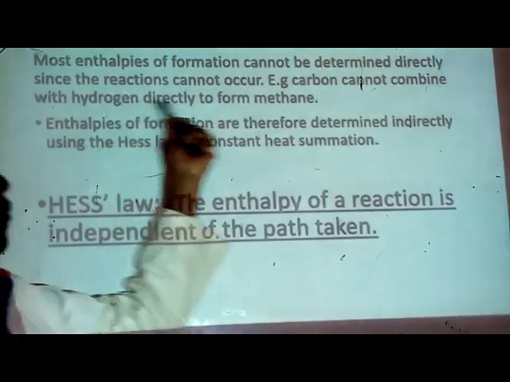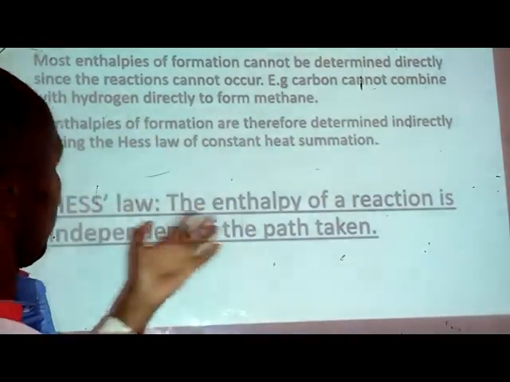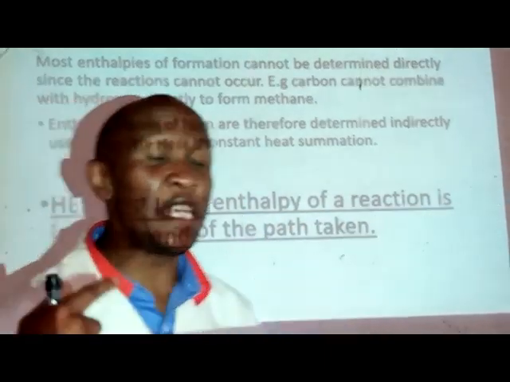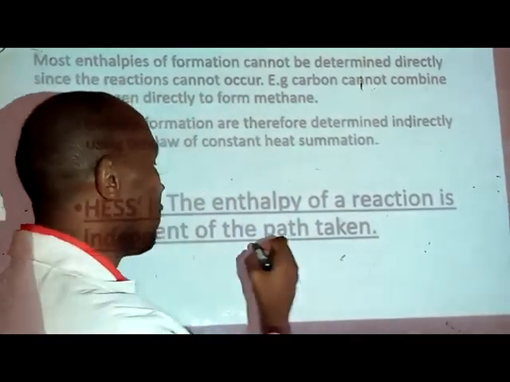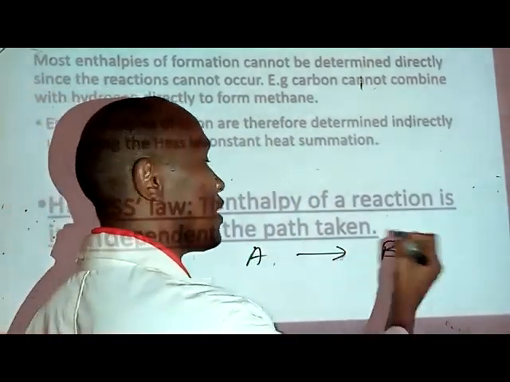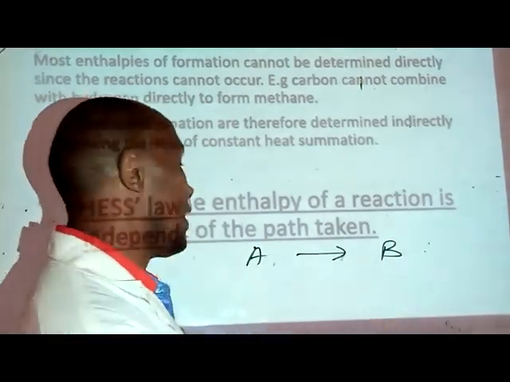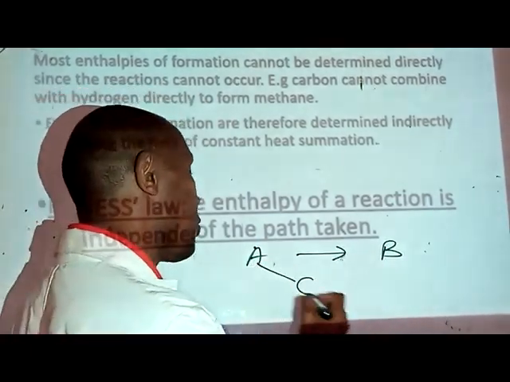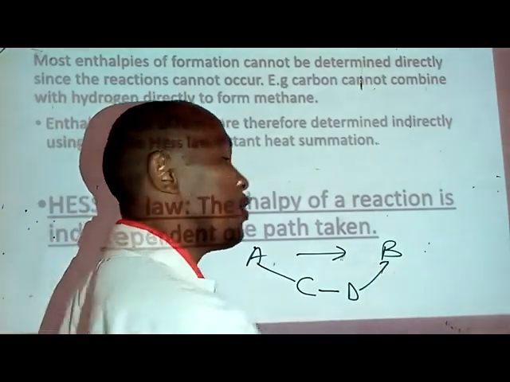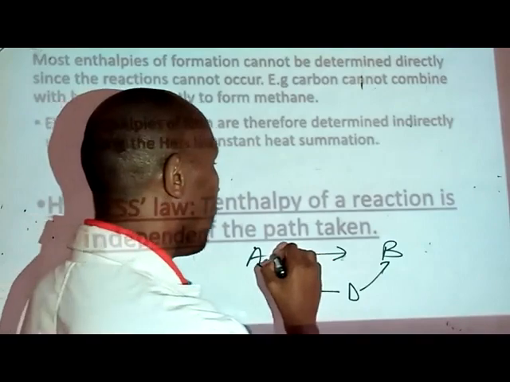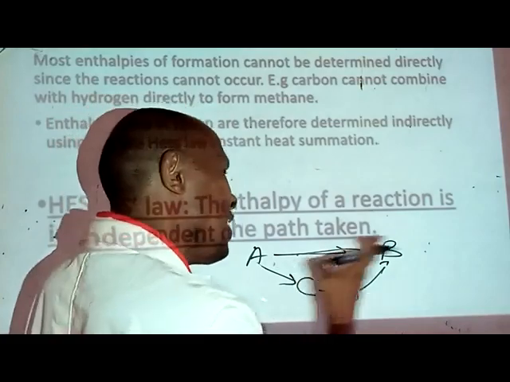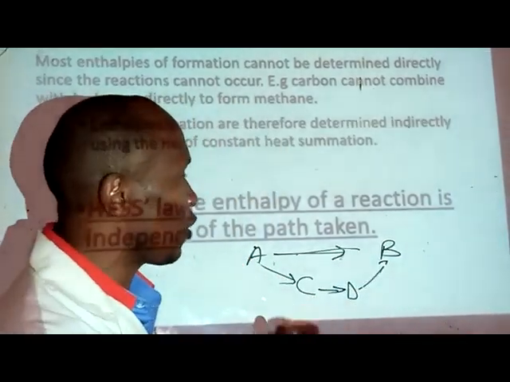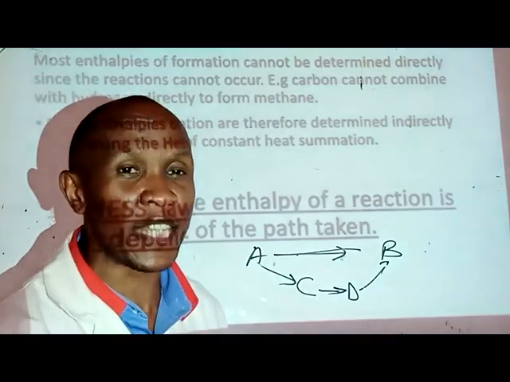According to the Hess law, the Hess law states that the enthalpy of a reaction is independent of the path taken. So if I'm starting from a substance A and I'm getting to a substance B, it doesn't matter how I get there. I can start from A, get to C, get to D, and then eventually to B. So the enthalpy of this reaction will be the same as the enthalpy of the other reaction. And this is, of course, a consequence of the law of constant heat summation.